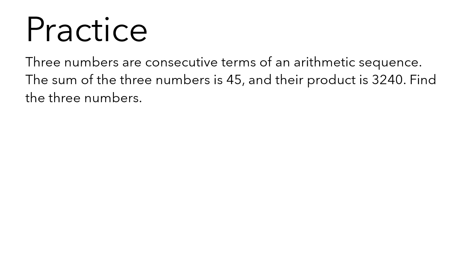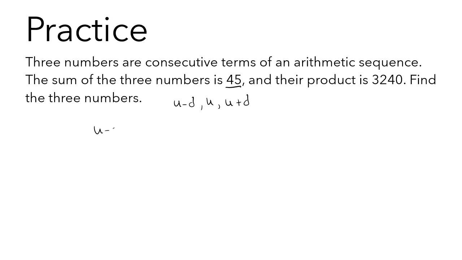If these numbers are consecutive and it's an arithmetic sequence, then they're growing by the common difference d each time. So I can let the middle term be u, then the next term is going to be u plus d, and the term before it is going to be u minus d. There are other ways to solve this problem, but this is a nice mathematical trick that you can use to solve it quickly. So the sum of these three numbers has to be 45.